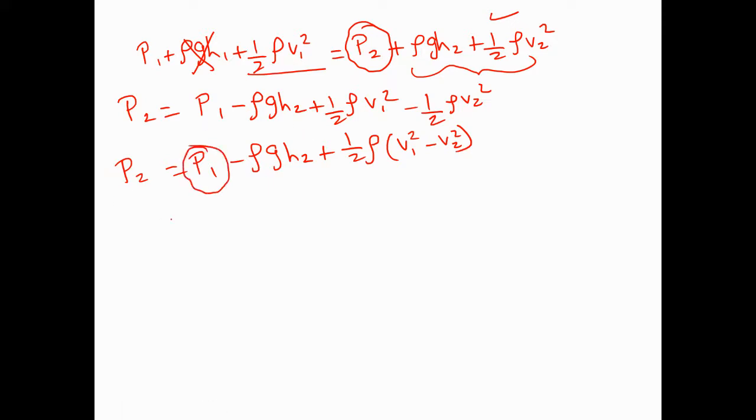Pressure 1 is given in the question, and we are using water. This is the constant value for water. What is the rho of water? My rho of water is nothing but 1000 kilogram per meter cube. So this value will be given. Don't worry.